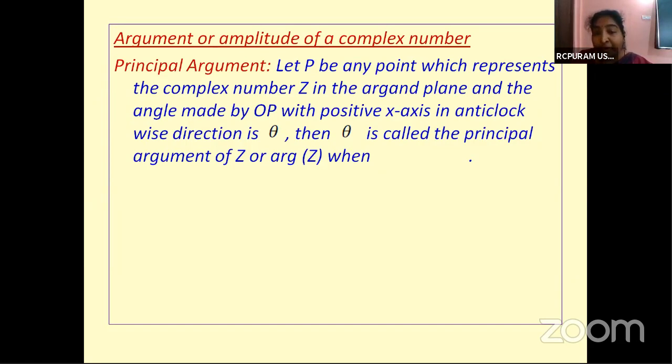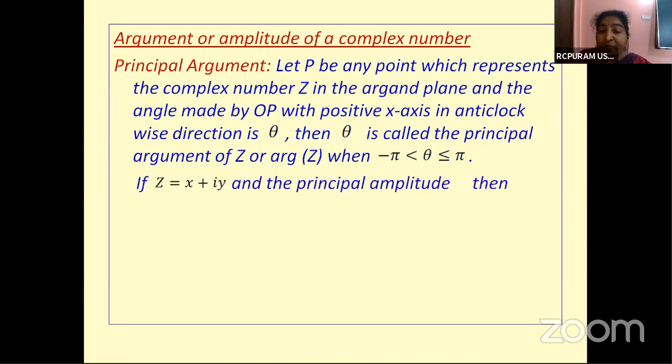The principal argument of Z, we will mention it as arg Z, argument of Z. This theta always lies between minus pi less than theta less than or equal to pi. The principal argument of a given complex number will always take values in this interval.